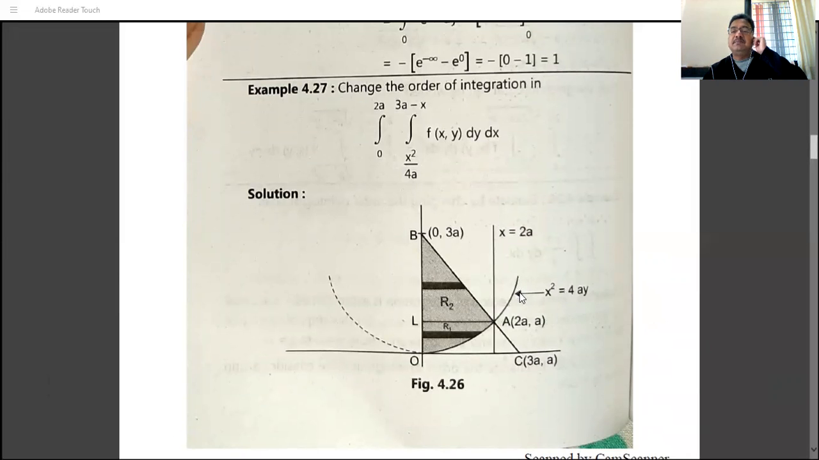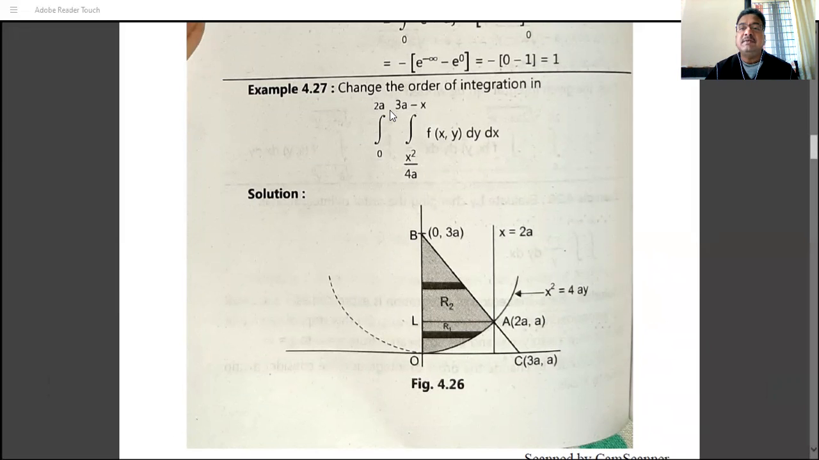Square of one of them, x square, is there. Therefore, it is around y axis. And so this is the diagram or graph of the x square is equal to 4ay. Then y is equal to 3a minus x, means x plus y is equal to 3a, or x plus y minus 3a is equal to 0 is the equation of straight line, because ax plus by plus c is equal to 0 is the equation of straight line in general form.